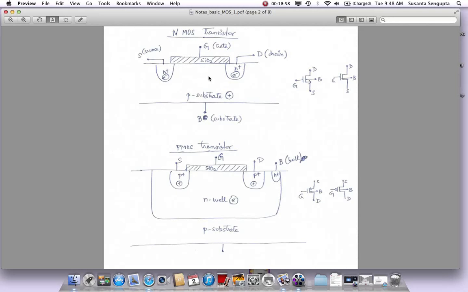And this NMOS transistor is what we use. Okay, let me not confuse you right at this point. Let's just use that this is the NMOS transistor we're going to talk about from now on. Okay. Now let's go to the PMOS transistor.